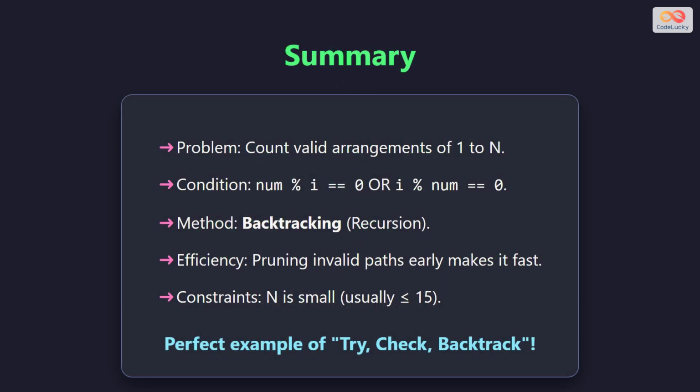To summarize, the beautiful arrangement problem asks us to count valid permutations based on divisibility rules. We solve this efficiently using backtracking with pruning. This approach allows us to handle the constraints effectively by avoiding unnecessary calculations. It is a perfect example of the try, check, and backtrack pattern.